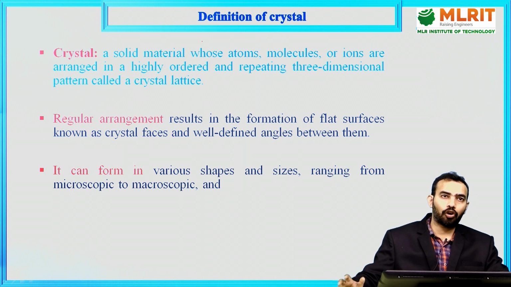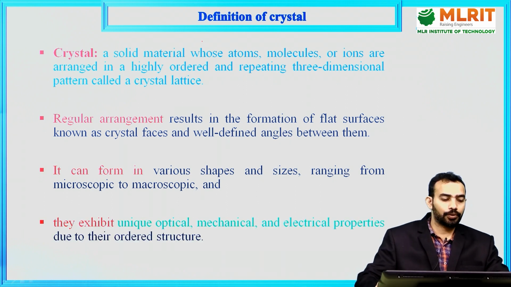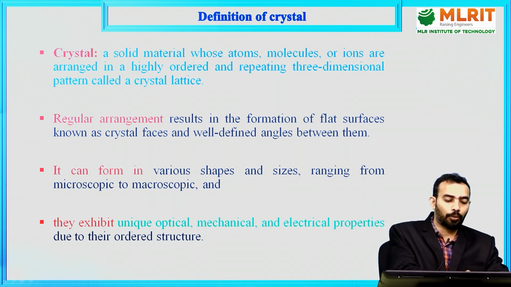Then it can form in various shapes and sizes, ranging from microscopic to macroscopic. So it can be present at the microscopic level, or it can be present in the macroscopic range also. Then because of this regular arrangement, it can exhibit unique optical, mechanical and electrical properties.